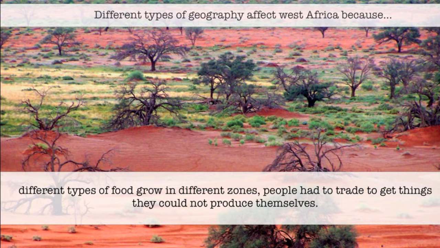So the different types of geography affect West Africa because the different types of food can grow in these four different zones. People had to trade to get things that they couldn't produce in their own zone. For example, if you lived in the desert, you'd need to trade with somebody who lived in the Sahel or savanna to get the goods that could only grow there.